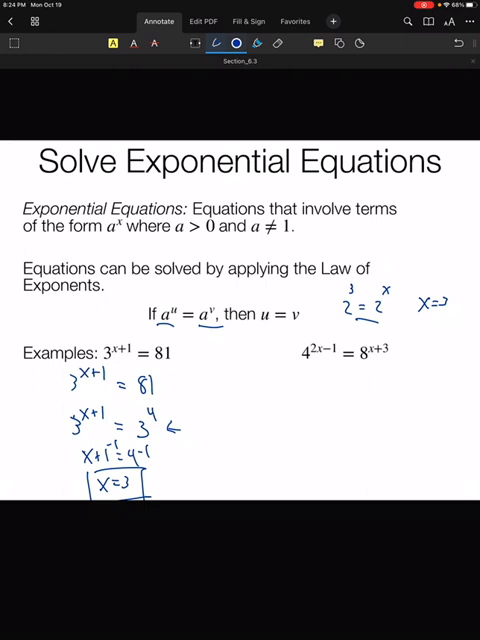So let's do it now with the second example here. 4 raised to the 2x minus 1 power equals 8 raised to the x plus 3 power. Now, it is true that 8 is equal to 4 times 2, but I can't think in terms of multiplication. I need to think of everything in terms of powers, some number raised to something. And that's not necessarily equal to multiplication.